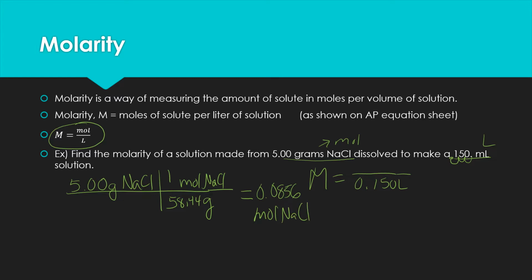So that's going to go up here at the top, our number of moles, 0.0856 moles divided by liters. So our molarity is 0.0856 divided by 0.150, and we get a molarity of 0.571, 3 sig figs, so 0.571 molar NaCl. So that's how we would solve for molarity. We need the moles of our solute, what we're dissolving, per liter of solution. And the way we read this is 0.571 molar sodium chloride solution. Okay.